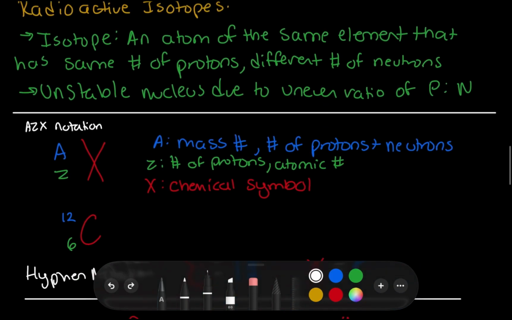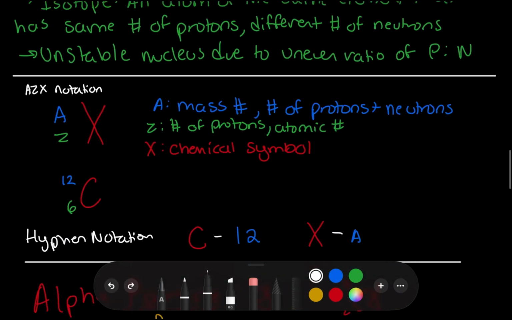Now there are two types of notation for representing these types of particles or atoms. So there is AZX notation and there is hyphen notation. So in AZX notation, the letter A represents the mass number or the number of protons plus neutrons. The letter Z represents the number of protons, also known as the atomic number, and X is just a chemical symbol. Now, all this information you can find easily in the periodic table of elements.